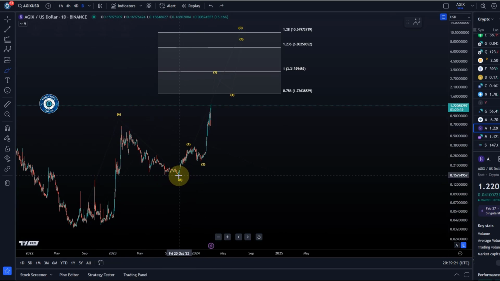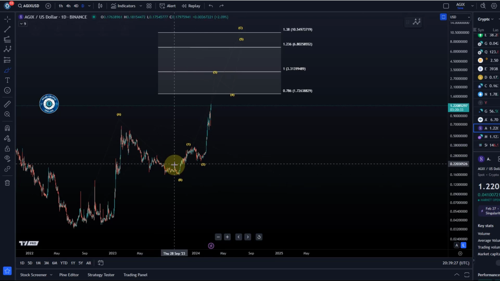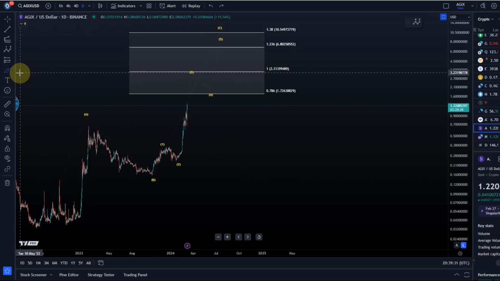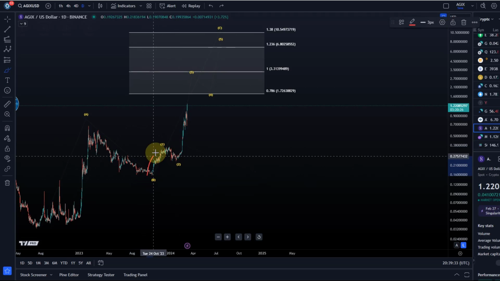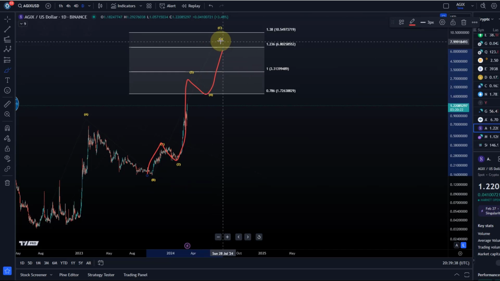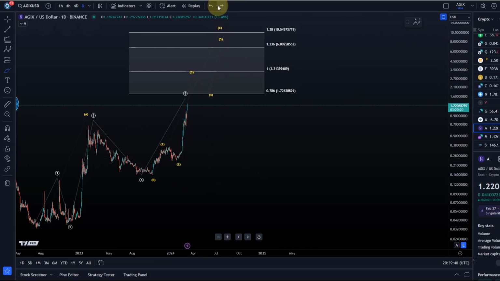Then we have a B wave pullback. It was quite deep, not for a B wave, but for the previous count it was. And then now this could be a C wave to the upside. A C wave is a 5-wave move, and I'm labeling this as a wave 1, a wave 2, wave 3, 4, 5. Okay, what's the general target area for a C wave? Well, you see it on the chart actually.